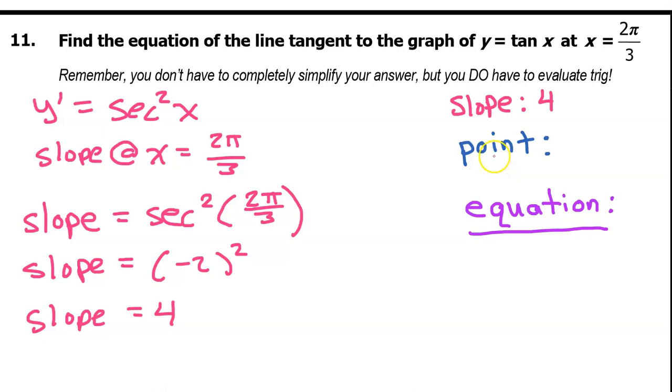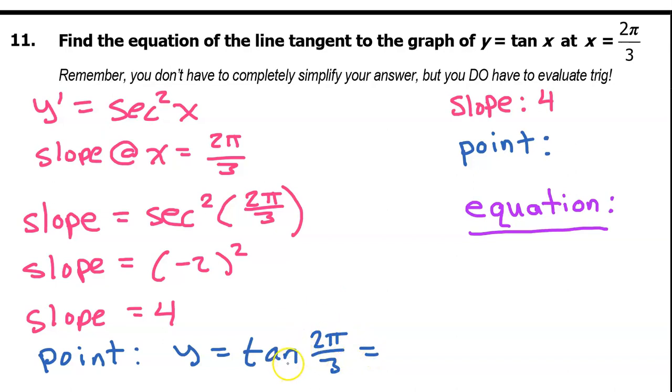Now I need a point that is on this tangent line. Well, they gave me the x value already. I just need the y value that goes with it. So it's going to go like this. I'm looking for a point. I have the x value. So to find the y value, I'm just going to use the original function. So y will equal the tangent of x, but we know that the x value is 2 pi over 3. So it's going to be the tangent of 2 pi over 3.